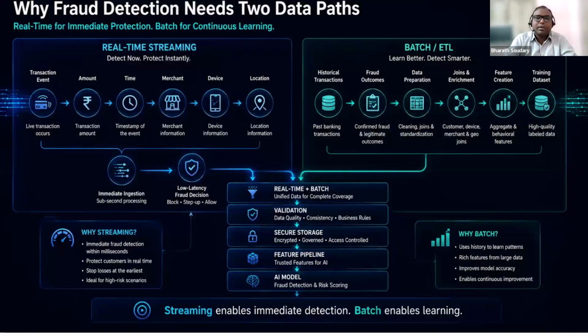So the key statement for this slide is: streaming protects the customer now, while batch processing helps the AI become smarter over time. I'll move on to the next slide.